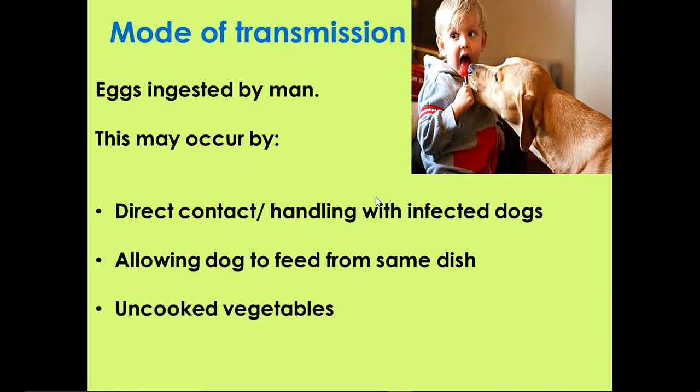Now let's talk about the mode of transmission. The mode of transmission is primarily through eggs in dog feces which are ingested by humans, and this can happen either by direct contact or handling of the infected dogs. Generally, it is acquired in childhood, and the disease can manifest in adult life. Similarly, it can be acquired by allowing a dog to feed from the same dish or using uncooked vegetables contaminated with infected canine feces.